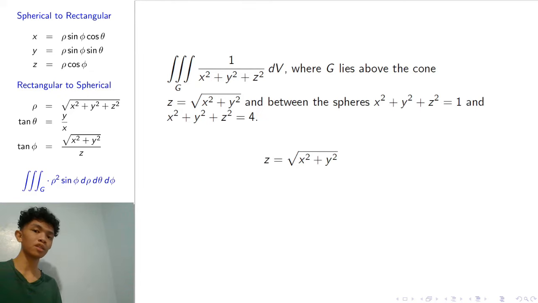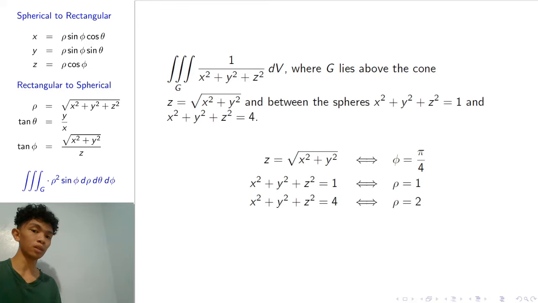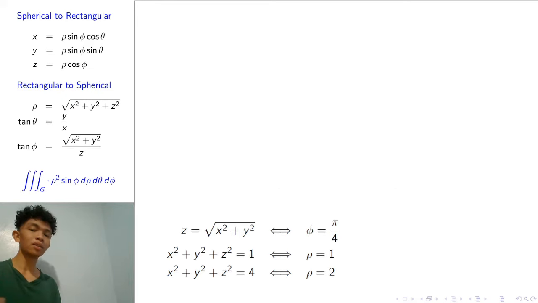From the lecture, this cone is just equivalent to phi equal to pi over 4 in spherical coordinates. As for your spheres centered at the origin, these are just equivalent to rho equal to the radius. So for this first sphere, we have rho equal to 1, the radius, and for the other sphere, you have rho equal to 2, the radius. So with our bounds already found, we can now present a sketch of your solid G.